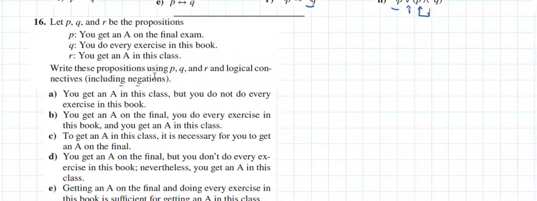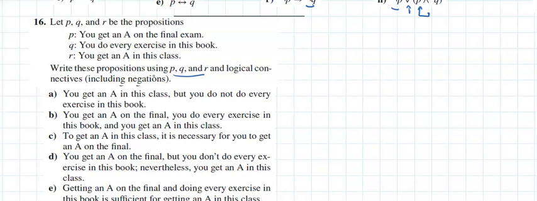Number 16. Let P, Q, and R be propositions. P: you get an A on the final exam. Q: you do every exercise in the book. R: you get an A in the class. Write these propositions in terms of P, Q, and R, and logical connectives, including negation. All right.